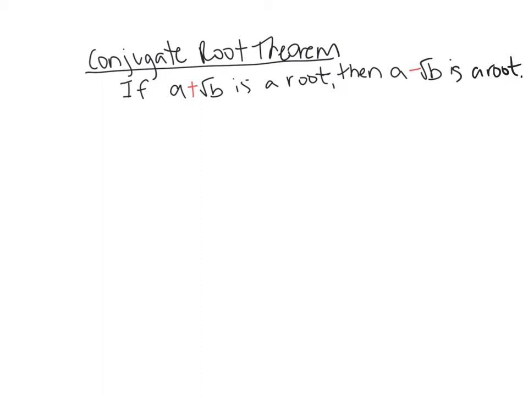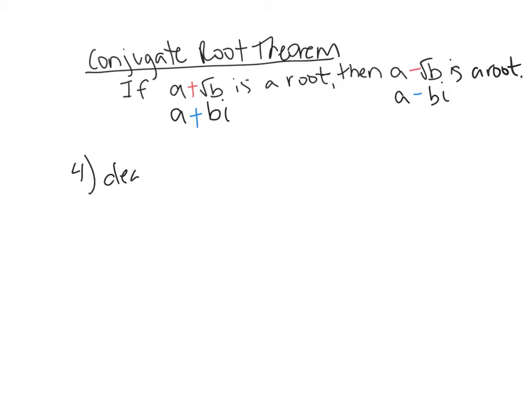That works the same way with bi's. I could say that if I have a plus bi, then automatically I'm going to need a minus bi. Because again, how do we get i? i is found by taking the square root of a negative number. So how can we utilize this in a problem format?